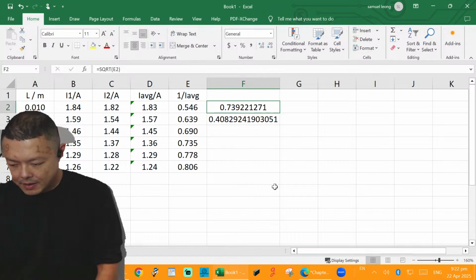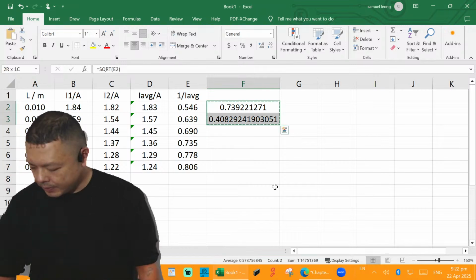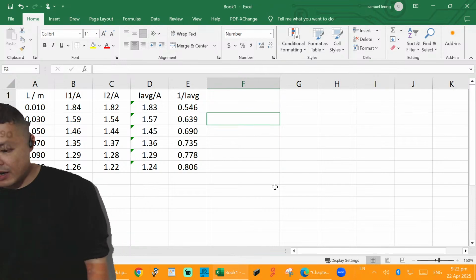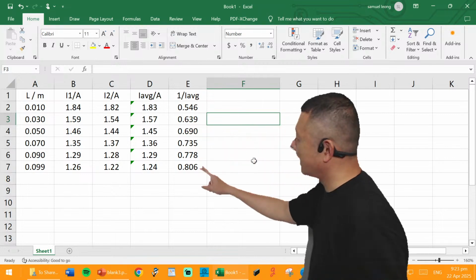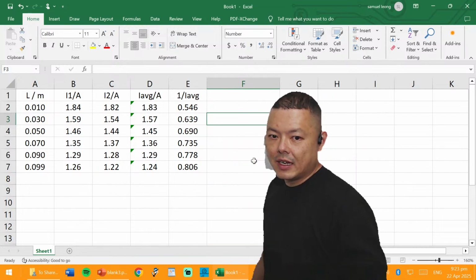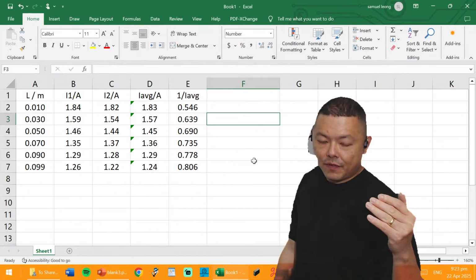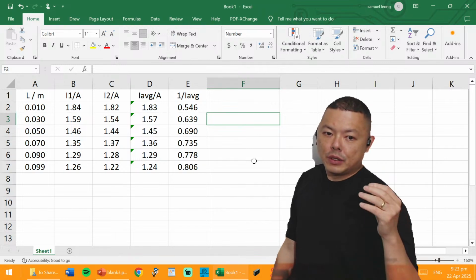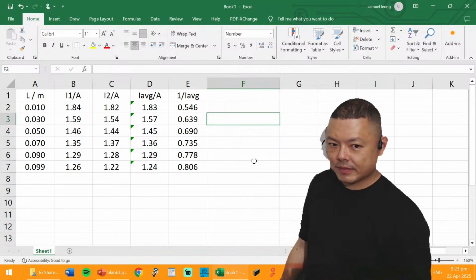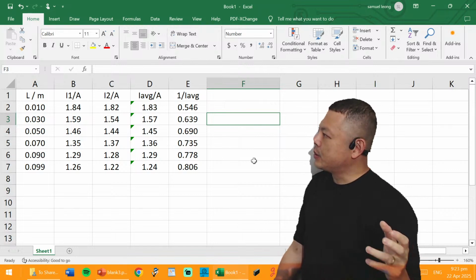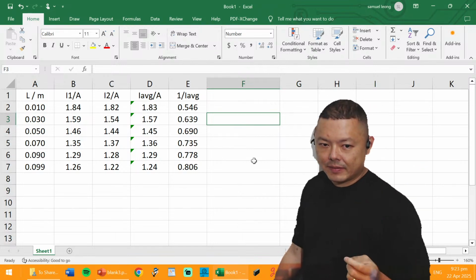Okay, can? But we don't need to do that now, because what we need to do is plot the graph already. Because right now I have L, and I have 1 over I average. Okay, now to make life faster and easier, the way you select the cells next is going to be very important. All right. So which one's supposed to be on the x-axis?